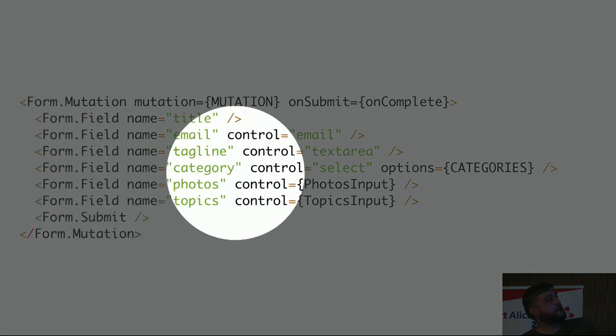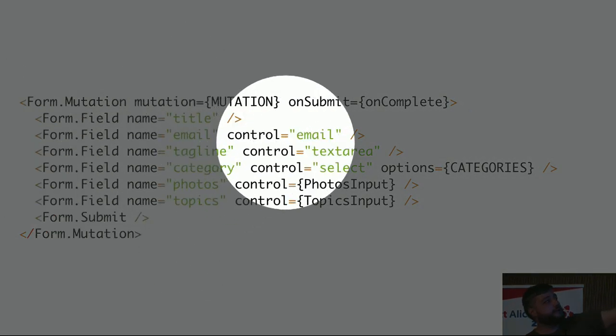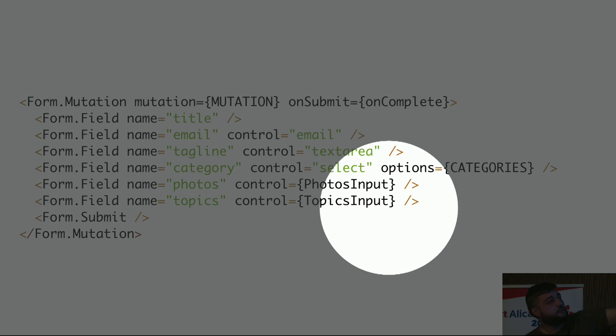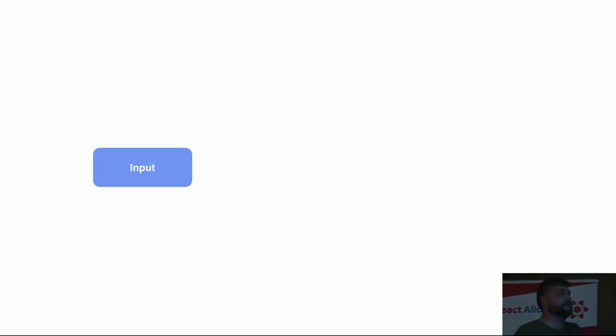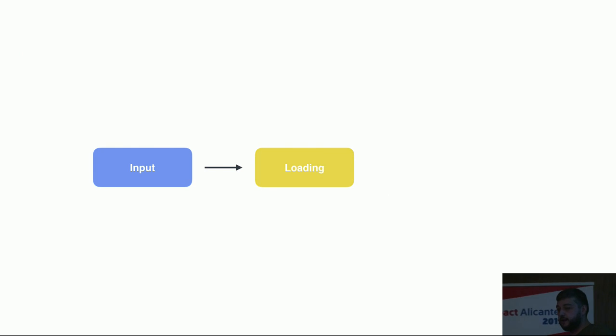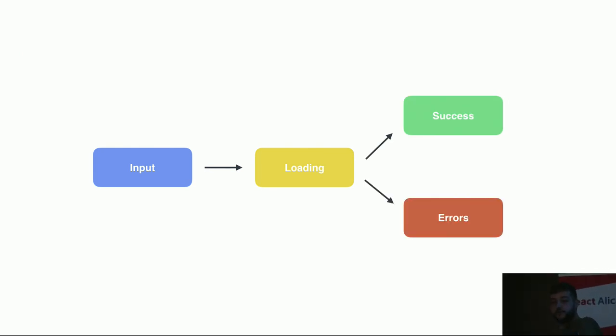So we have a field, we can give it special controls, we can pass properties. This is really simple. And one thing about forms is that a form is just like a state machine. It has an input, it has a loading state, hopefully it can go to success or it can go to an error. You can get errors from the client, but you should always have validation on the server.